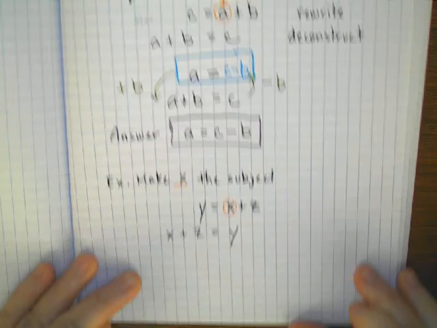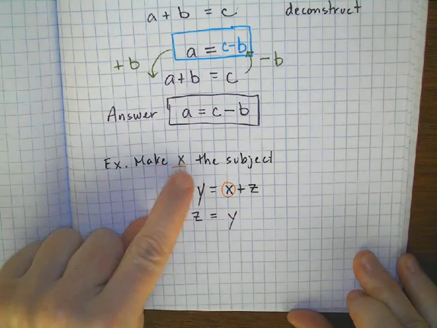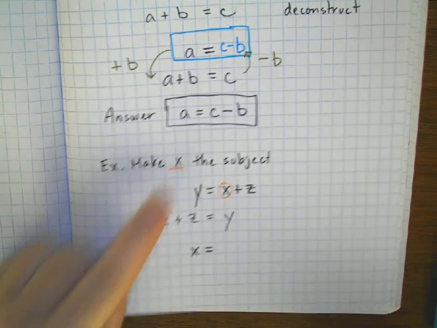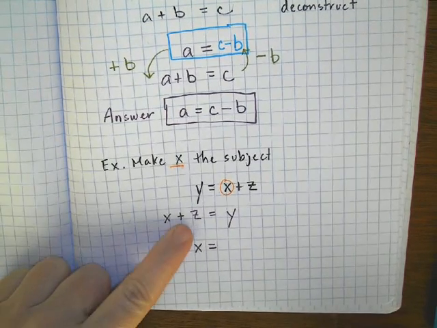Now I'm going to deconstruct. I'm trying to get x by itself. I want to end up with x equals. So what's happening to the x? It's being added by z.